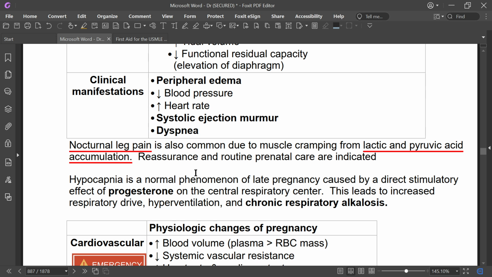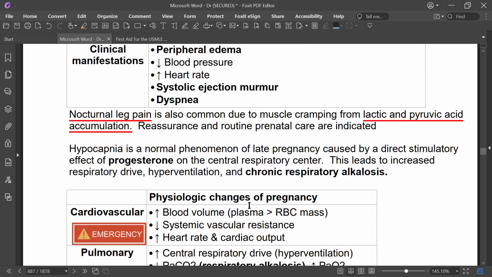Hypocapnia is a normal phenomenon of late pregnancy caused by the direct stimulatory effect of progesterone on the central respiratory center. This leads to increased respiratory drive, hyperventilation, and chronic respiratory alkalosis.